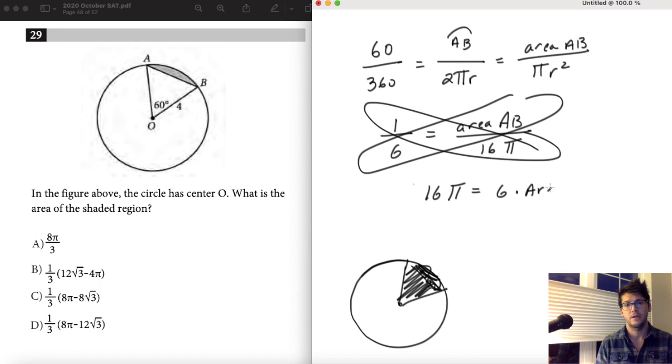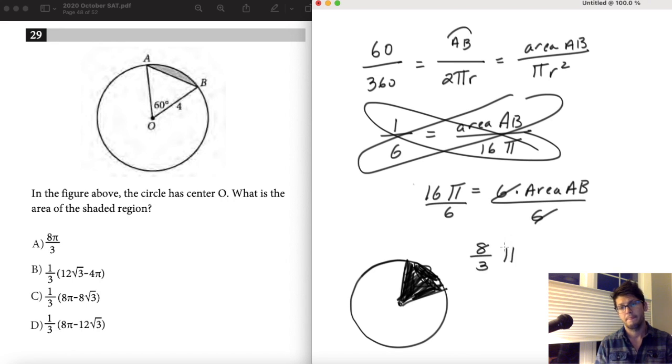If I want to know what the area of that AB segment is, and again, when I'm referring to that, I'm referring to this whole slice of the pie, divide both sides by 6. You get that all by itself. 16 over 6 is 8 over 3 pi equals that little area. Now, we're not done, because like I said, we just calculated the area of this whole segment. We now have to deal with this triangle.